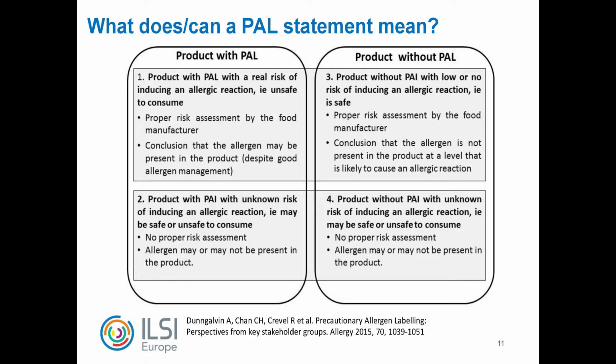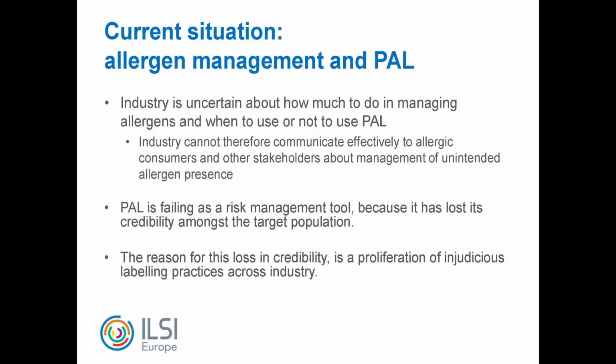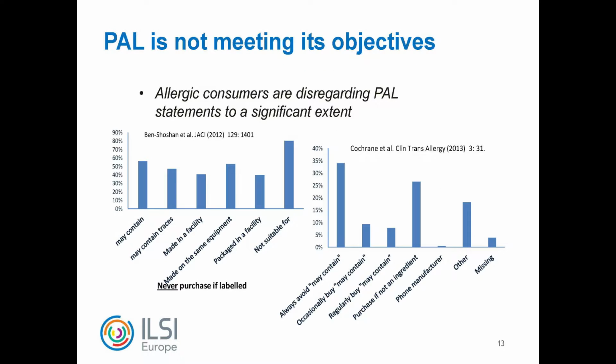So faced with that sort of situation, the consumer is put in something of a quandary, and it is not surprising that they display certain behaviors which are not what the intention is behind the use of precautionary allergen labeling. So if we think about allergen management, oops, I've gone too far there. Allergen management and precautionary allergen labeling: industry is uncertain about how much to do in managing allergens in the absence of established limits, and where to use or not use PAL.